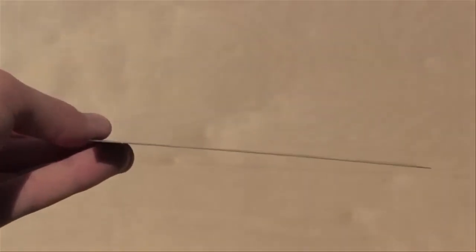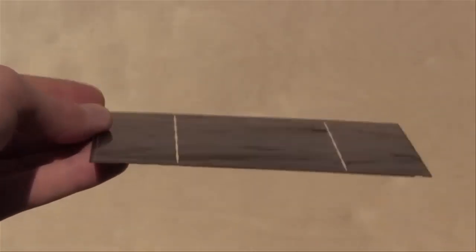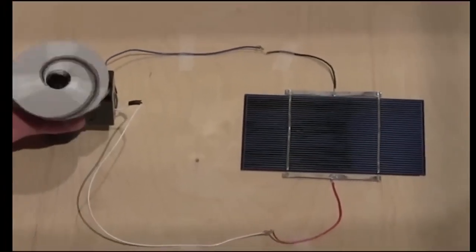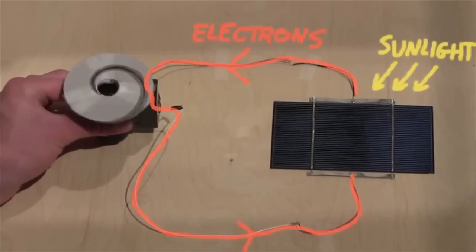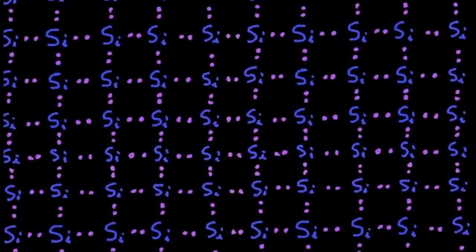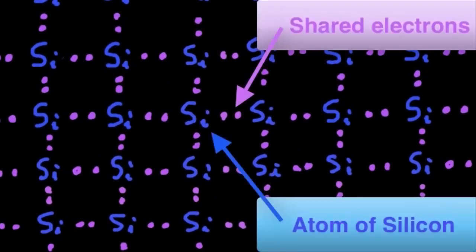Wow, that's really thin, and in fact, there are even two super thin layers in there. When the sunlight hits the cell, it gives enough energy for electrons to break free and travel through an external circuit generating electricity. But let's have a closer look at the cell to understand how it really works. Most solar cells are made of silicon. By themselves, the atoms of silicon would be organized in a very stable structure.